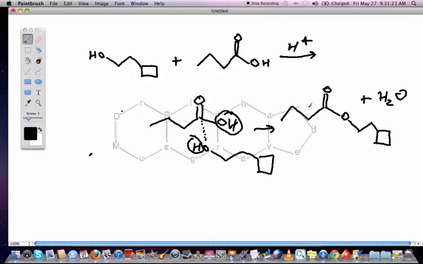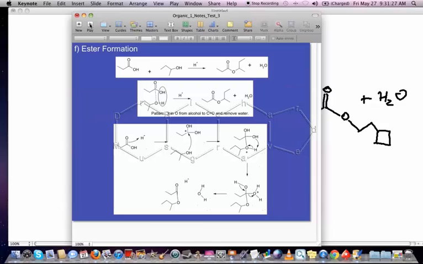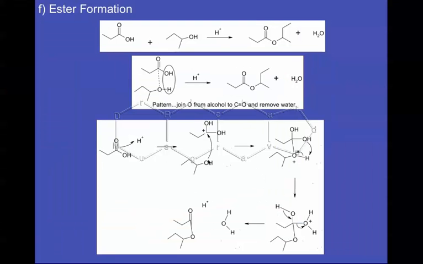Now this is also emulated in the mechanism. So you can see that what actually happens in the mechanism is the H plus attacks the C double bond O, and then the O from the alcohol actually attacks the resultant C plus. So the mechanism is sort of a mirroring of what's going on with this pattern up here.